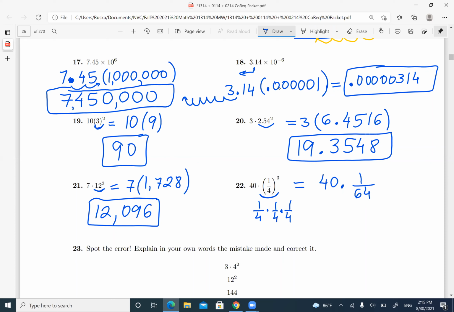And then you have to reduce. So this is 40 over 1 times 1 over 64. You can reduce these two fractions. You can divide by 4 up and down. When I divide 40 by 4, it's 10. When I divide 64 by 4, it's 16. And I can divide by 2 one more time, so it's 5 over 8. So make sure you reduce whatever fraction you get. And that's what you have. Any questions on number 22?